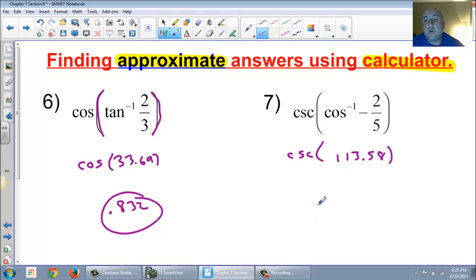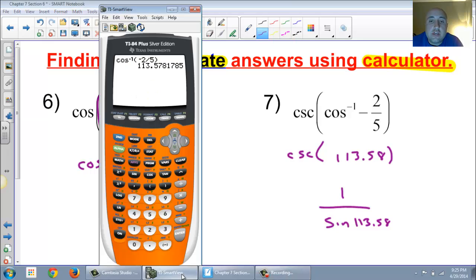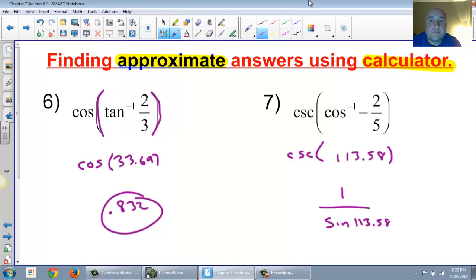So remember, cosecant goes with sine, so I need to do 1 divided by sine of 113.58. Okay, so sine and cosecant go together. So 1 divided by sine of 113.58, and that gives us an answer of 1.09. So 1.09 is our approximate. That's how you do approximate answers using the calculator.